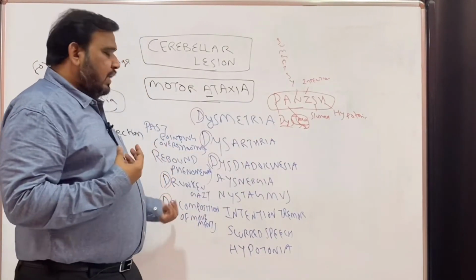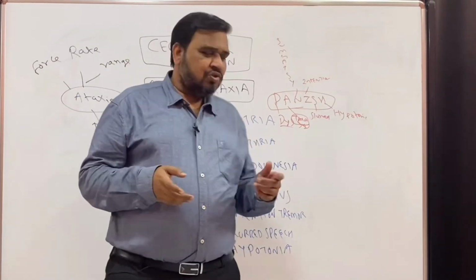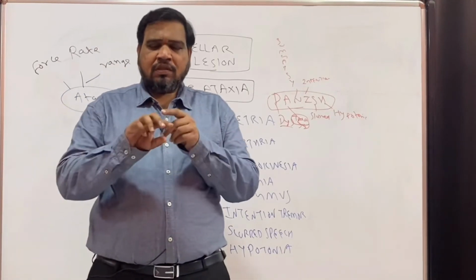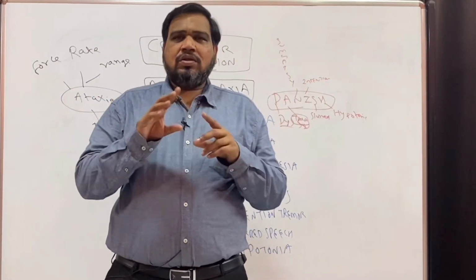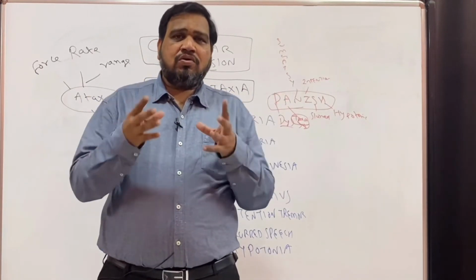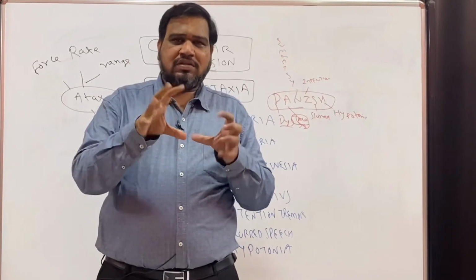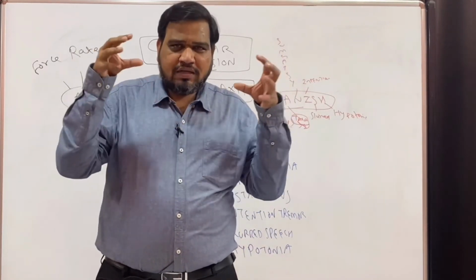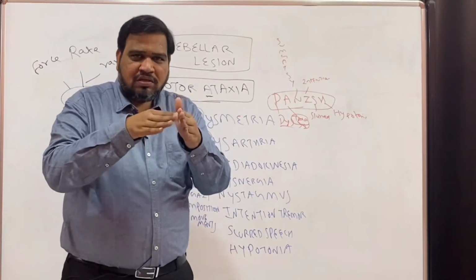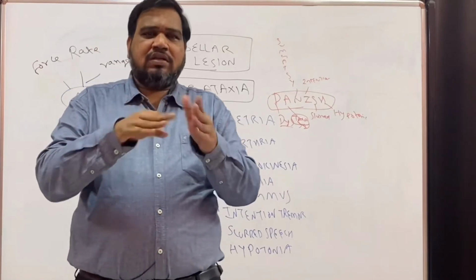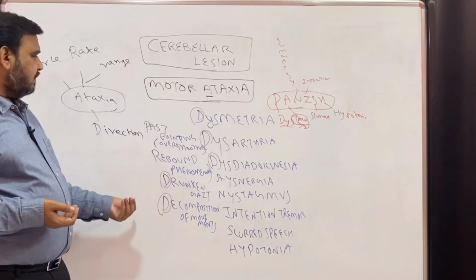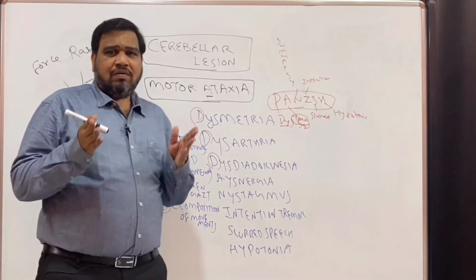So drunken gait. And finally, decomposition of movements. Decomposition of movements is nothing but, when your cerebellum is normal, you can use all joint movements at the same time. But with a cerebellar lesion, it is very difficult to use all joint movements at the same time, for example flexion and extension. That is called decomposition of joint movements. It is one of the important aspects of cerebellar lesion. Please note it down, very important.